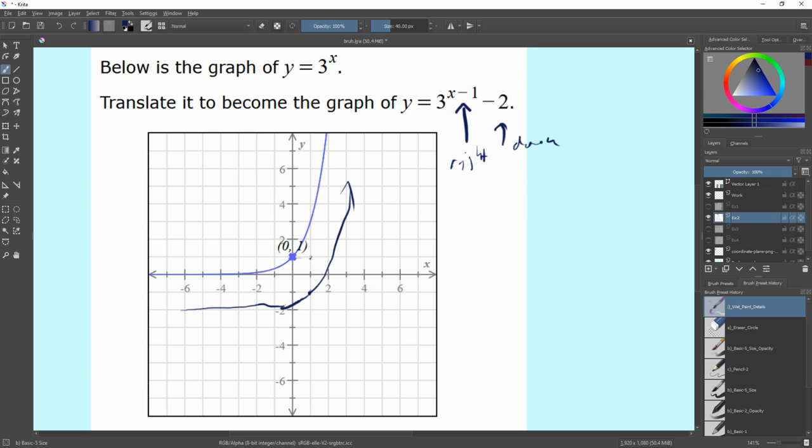Like that. Okay. And your asymptote now is going to be at y is equal to negative 2. And your domain is going to be all real numbers. And your range is going to be y is larger than negative 2.